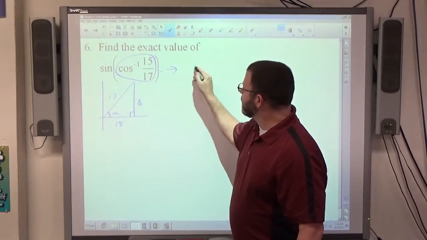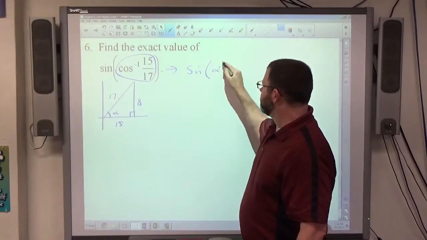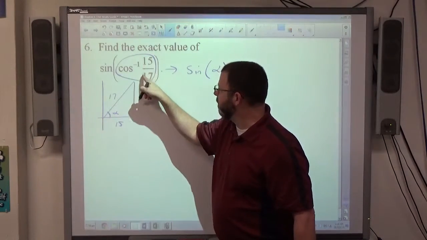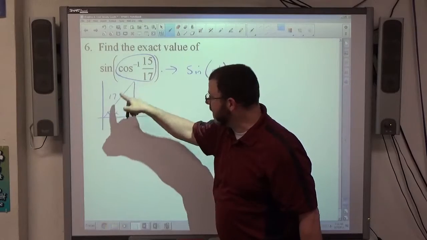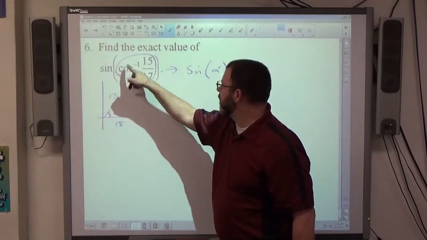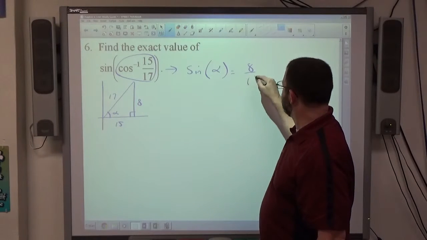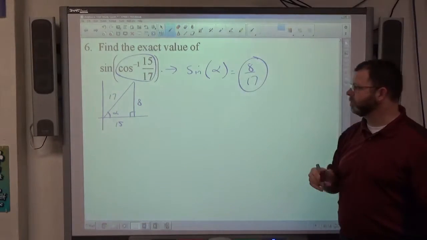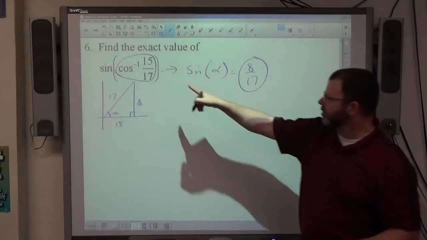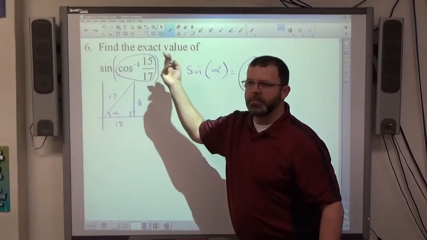This problem becomes sine of alpha because cosine inverse 15/17 is alpha. So change that to alpha. Alpha is this, and sine of that is 8/17. So basically, use this to draw the triangle, then find the correct trig function based on that.